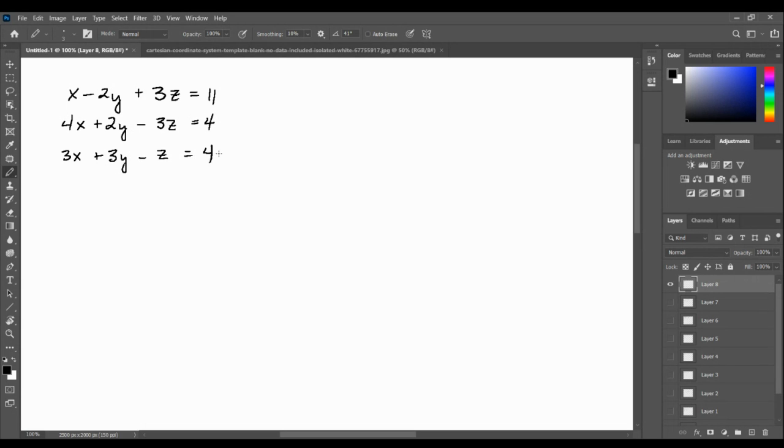So we've got 3 variables, and as it turns out, in order to solve a system of equations, you have to have at least the same number of equations as you have variables. You cannot solve a system of equations of 2 equations with 3 variables. It cannot be done.